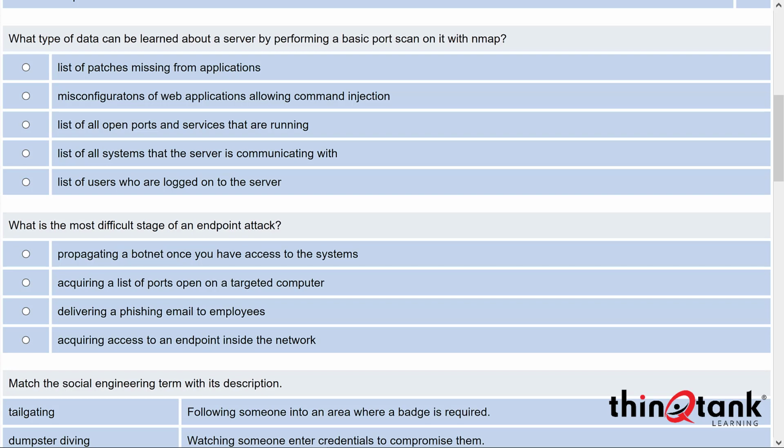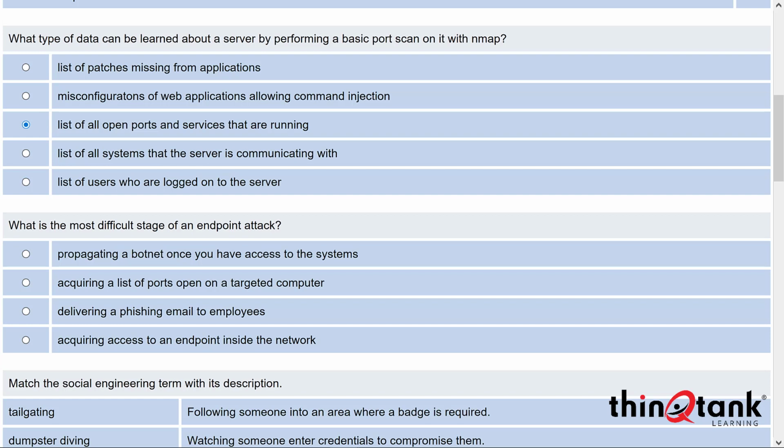What type of data can be learned about a server by performing a basic port scan with Nmap? A list of patches that are missing from applications. Port scans show us ports. That's why it's called a port scan. So that would not show us anything about the software updates. Misconfiguration of web applications allowing command injection, negative. A list of all the open ports and services that are running on that computer. Absolutely. We're looking for open ports.